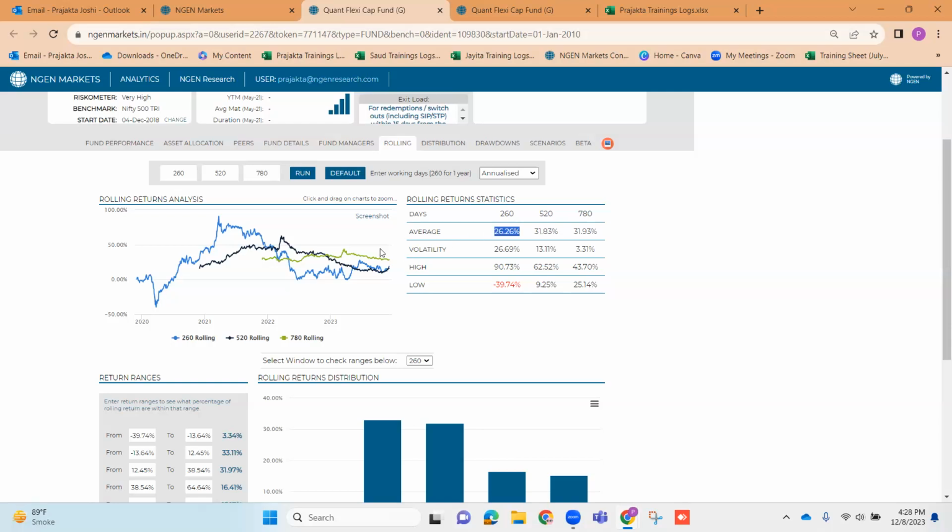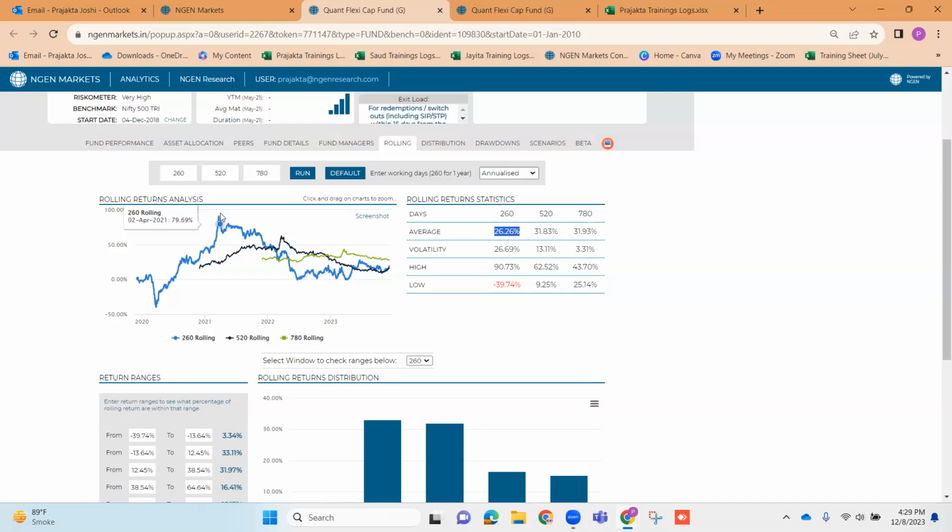What would be the highest return? It's 90.73. You can hover on this particular peak of the graph and you can see that. So the investor would have been luckiest if he had invested in this particular fund exactly 260 days prior to the date that you can see right there. So 22nd of March 2021, exactly 260 days prior, if an investor would have invested, he would have gotten a return of 90.73% from this fund. Okay, now this was for 260 days.